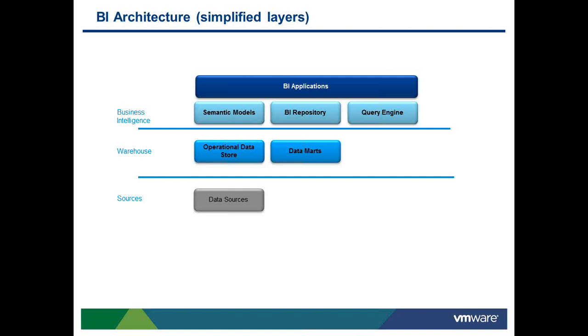If you look at the business intelligence layer, we have the BI applications. The BI applications provide information in the form of reports, dashboards, and maybe also in the form of some kind of exploratory data analysis. And below that we have semantic models, which primarily model the entire warehouse and give a consistent view of the data.